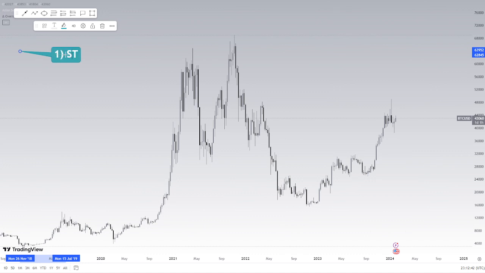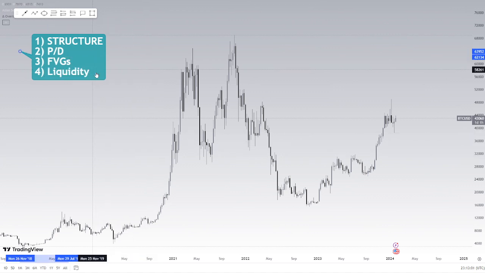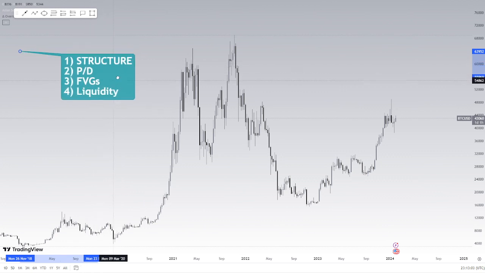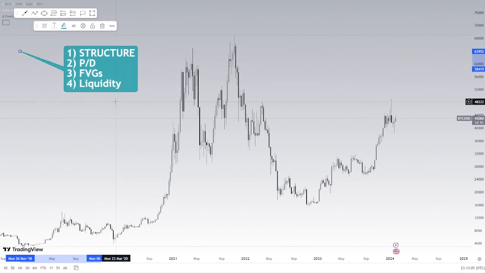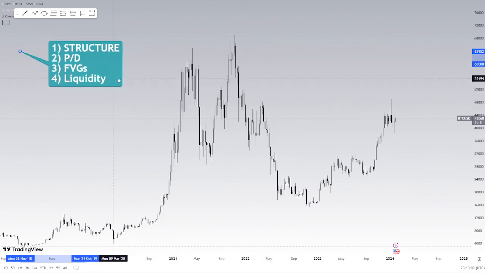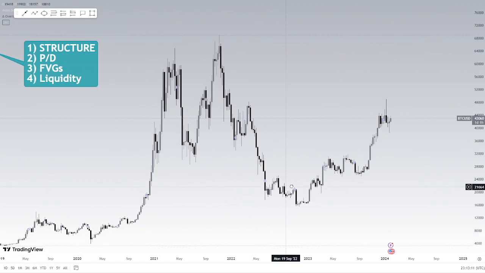We need to be using structure, PD arrays, or premium and discount arrays. We need to be using fair value gaps, and, last but not least, liquidity, right? So these four things are going to pillar how we analyze this market and how we make our outlook as accurate as possible, okay? So from here on the weekly time frame, we're going to start off by looking at number one, which is our structure.